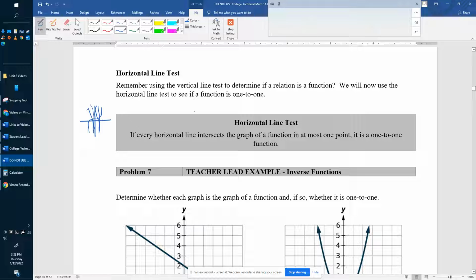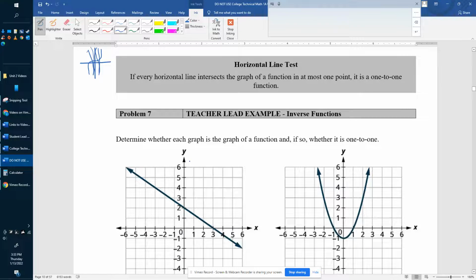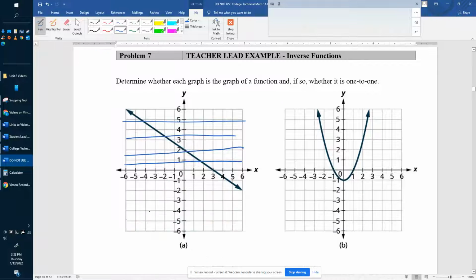The horizontal line test is saying if the relation or function is one-to-one, if you draw a horizontal line anywhere on the graph, and it touches the line more than once, it is not one-to-one. So looking at this first example here in problem 7, no matter where we draw a horizontal line, it's never going to touch more than one point on this line. So therefore, this equation is one-to-one.